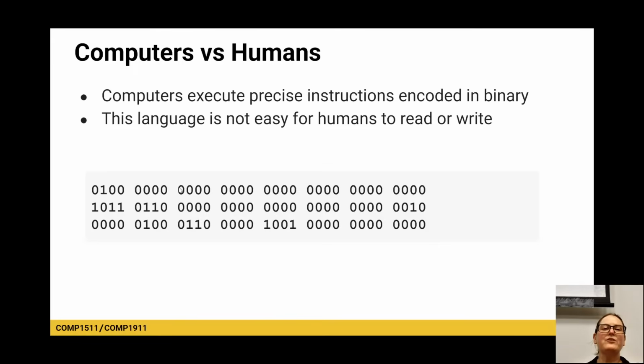This language, this bunch of noughts and ones, binary data, is not easy for humans to read and write. Back in the old days, they did write in this stuff in binary. They had to learn how to do it. But they weren't writing the complex, sophisticated software that we are writing today, where that would just be very difficult to do.